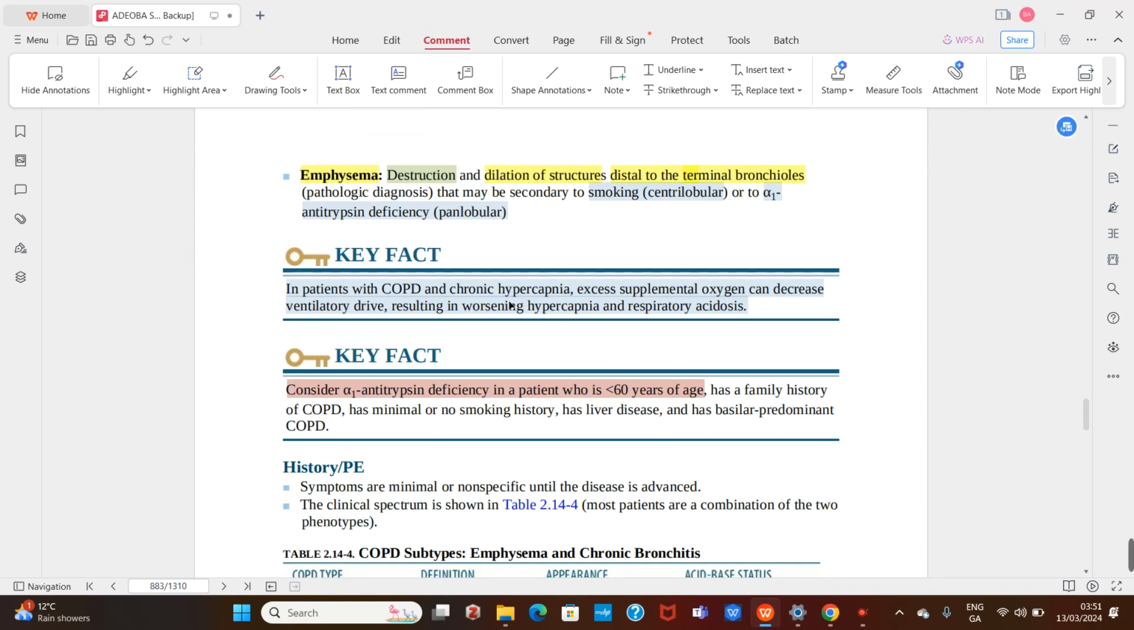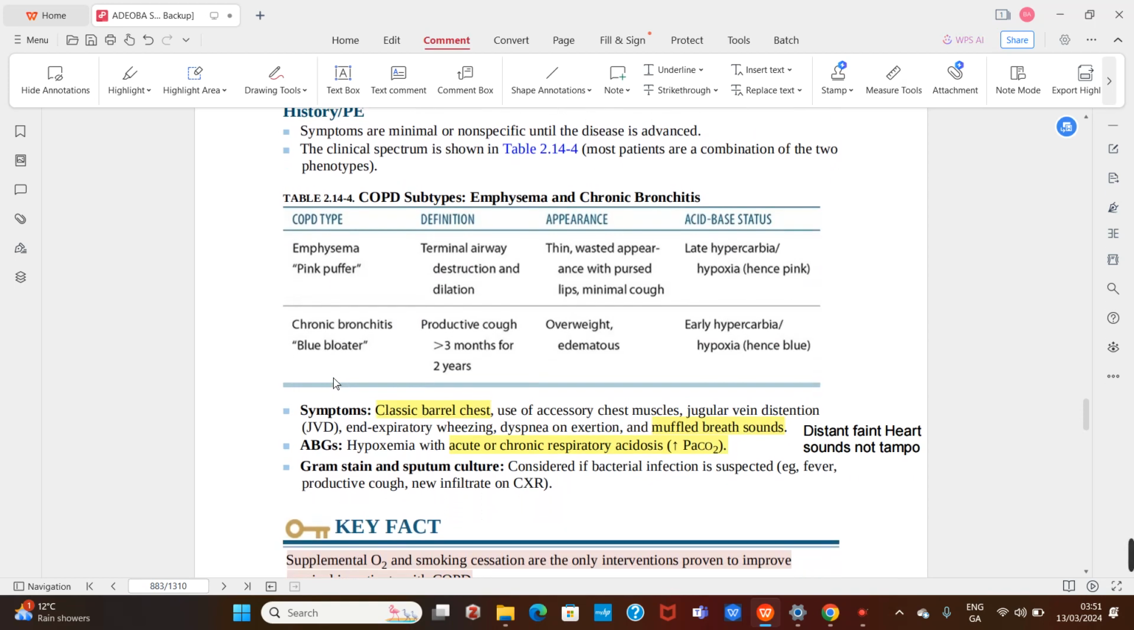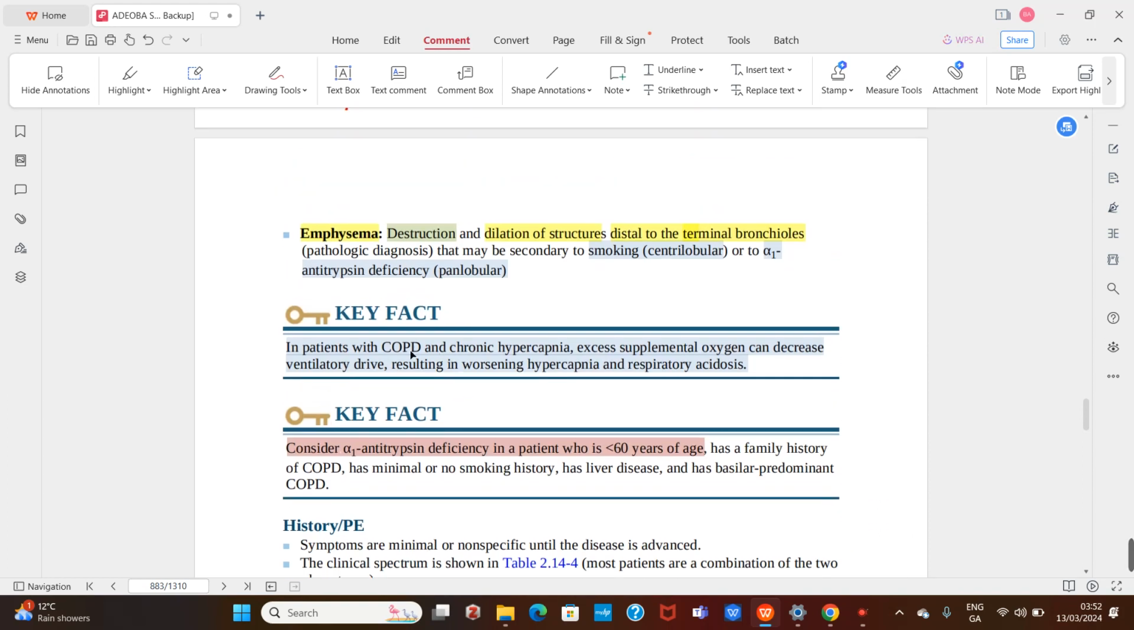In patients with COPD and chronic hypercapnia, excess supplemental oxygen can decrease the respiratory drive. Because people with COPD, most of the time, are kind of weak. I'm still going to talk about the symptomatology, but I just want to say it so that it will be very easy to remember. One thing we have to remember about them is that they have exertional dyspnea. They can have cough, and you usually get a history of exertion. They are tired. They do small work and they are already panting. Exertional dyspnea and cough are very common in them.